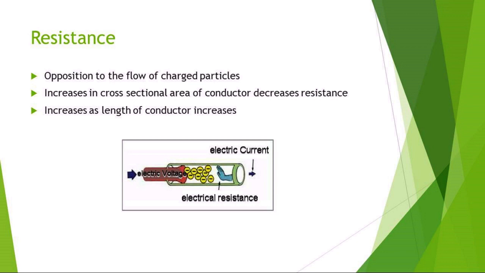Resistance is the opposition to the flow of charged particles. Resistance increases as the cross-sectional area of a conductor decreases. If you think of it as a hose, if you have a skinnier hose, you're going to have more resistance. Resistance also increases as the length of the conductor increases. So you're going to have more resistance in a longer hose than in a shorter hose, if you want to think of it that way.